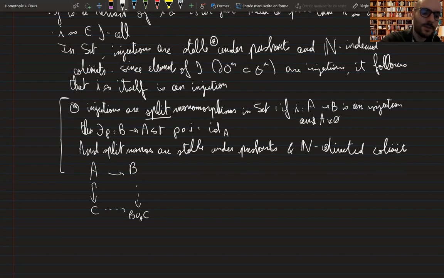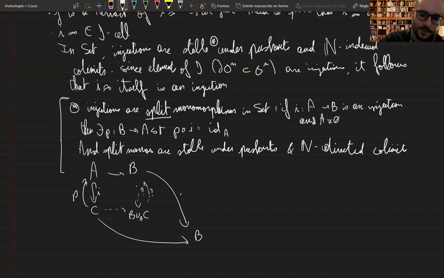All right, and you assume that this one is an injection, and you want to show that this one is an injection or not? Well, to prove that it's an injection, it's sufficient to provide a left inverse like this. So you use your left inverse like this here. And here, you want to define a map like this.